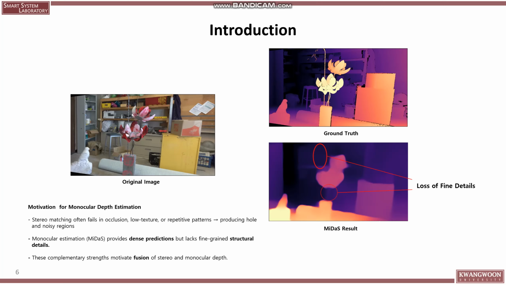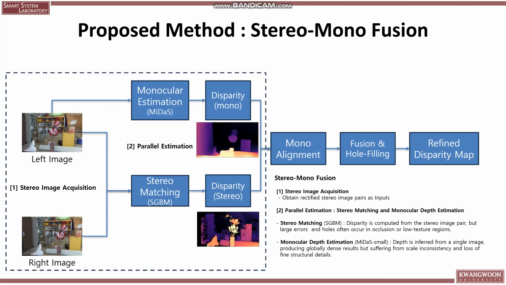To address SGBM's limitation, we turn to monocular depth estimation. As you can see, the monocular result from MIDAS successfully fills the holes where SGBM failed. However, it comes with its own critical weakness. It lacks an absolute metric scale and tends to lose fine structural details, resulting in an overly smoothed map. These complementary strengths and weaknesses are the core motivation for our fusion approach.